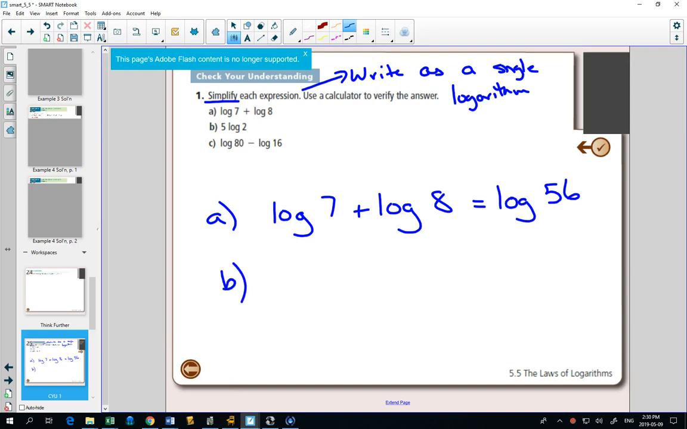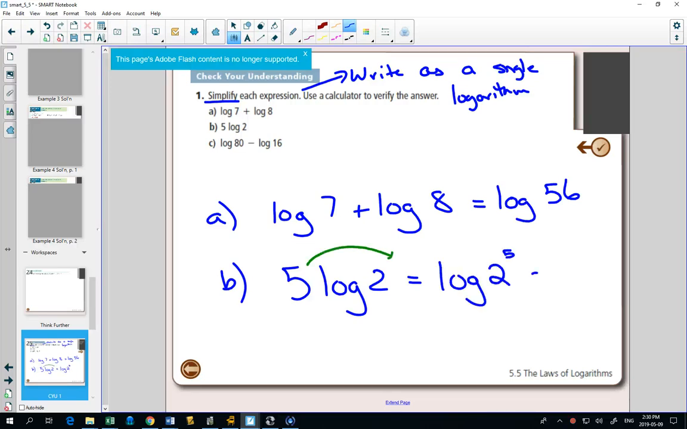Part B. We have a number multiplied by a log. Our log law says multiplying is when you had a power, right? In our exponent laws, a power to a power is when you multiplied. In logarithms, when you multiply outside, this 5 will go inside as an exponent, which we could write just as log of 32. So any number multiplied out in front can go in as an exponent.